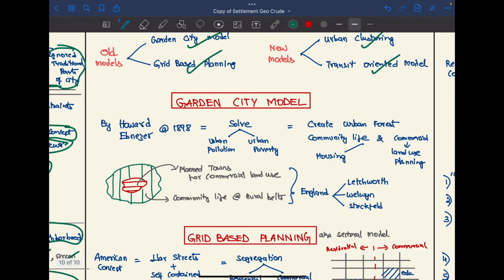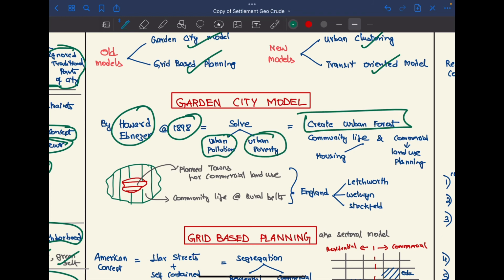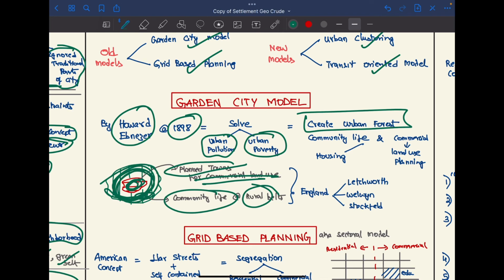This was given by a British person named Ebenezer Howard in 1898. So he wanted to solve urban pollution and urban poverty. For this, he wanted to create an urban forest where there will be community life in the rural belts, and plan towns for the commercial land use. So this will be the commercial area, and this will be the residential area for the urban forest. This was implemented in England in Letchworth, Welwyn, and Stockfield.